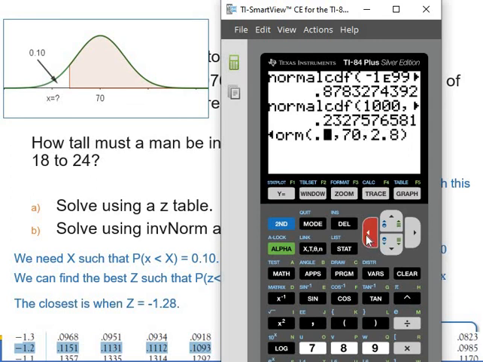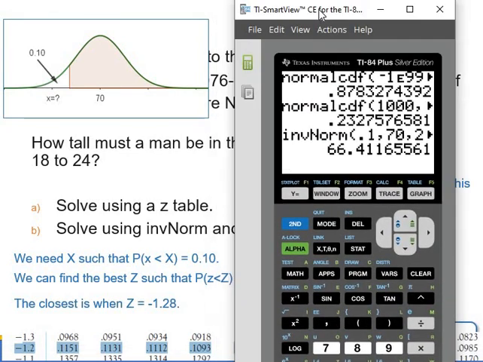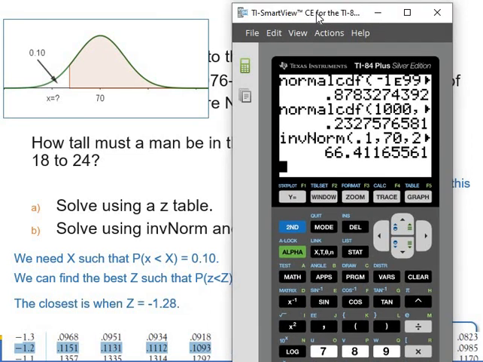And again, if you didn't get the menu, you'll just see inverse norm and then parentheses, and you type those numbers: the area to the left, comma, the mean, comma, standard deviation. Hit enter, we got 66.4. So 66.4 inches would give us 10% to the left, or that's the value that if you were 66.4 inches tall, your height would be greater than or equal to no more than 10%. You're at the 10th percentile, 10% below you, 90% above you.